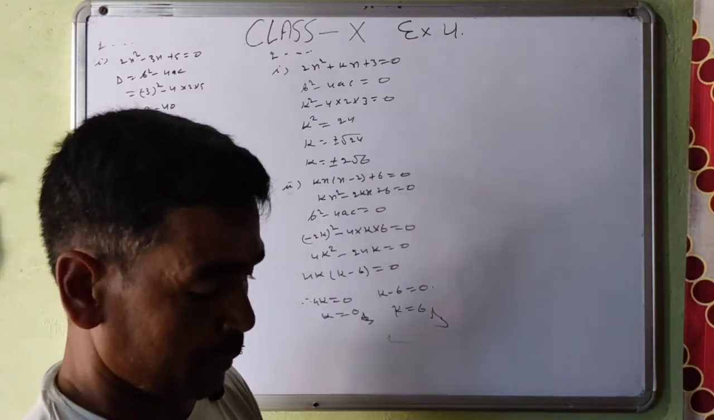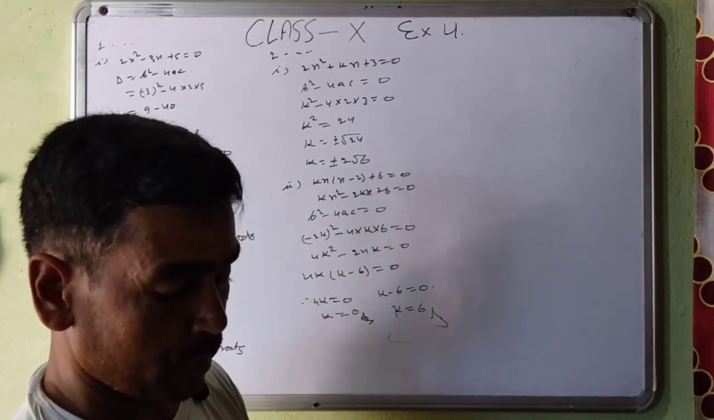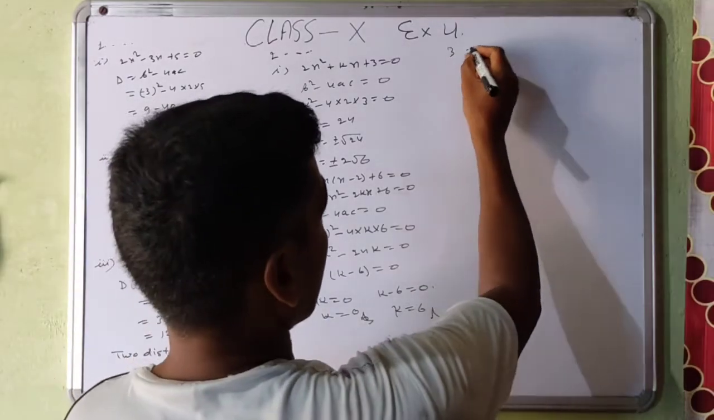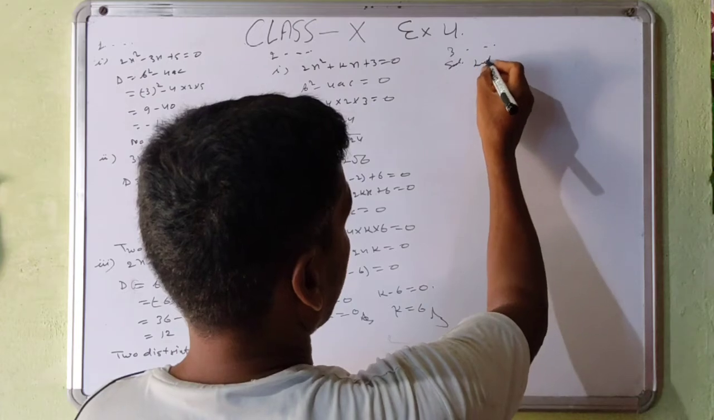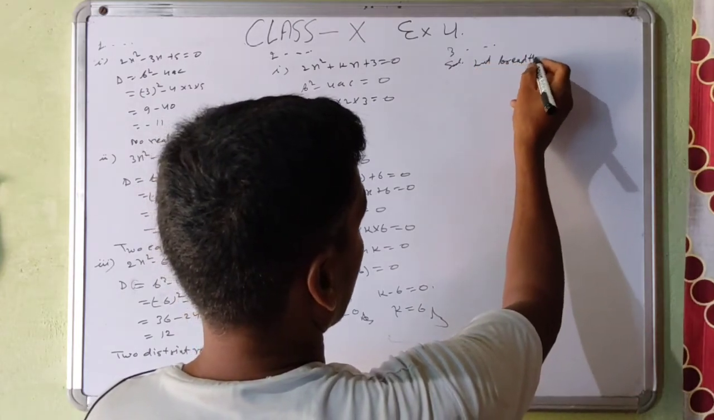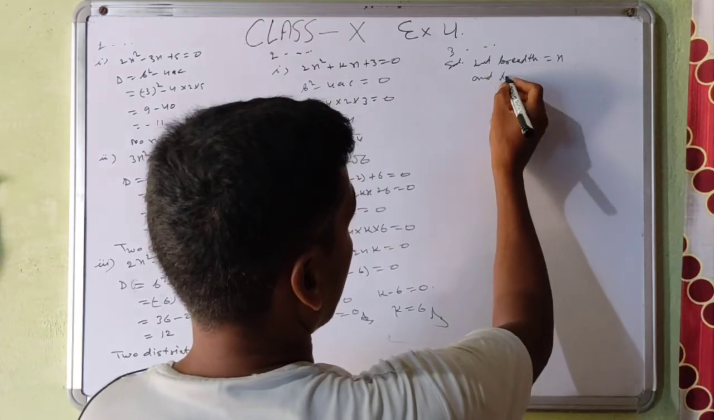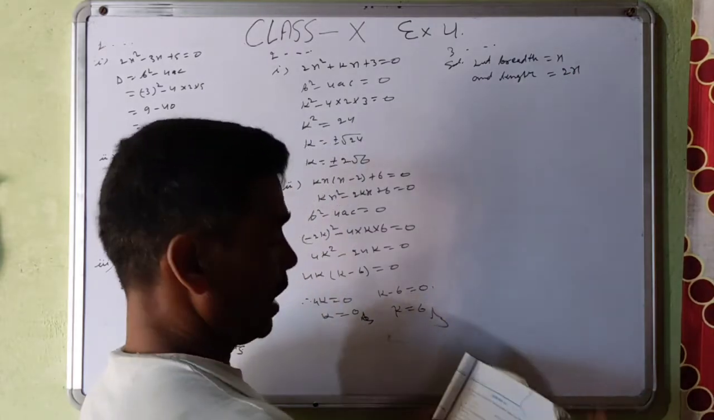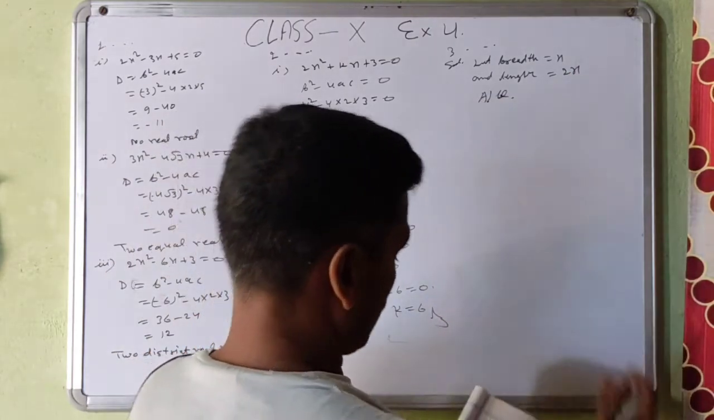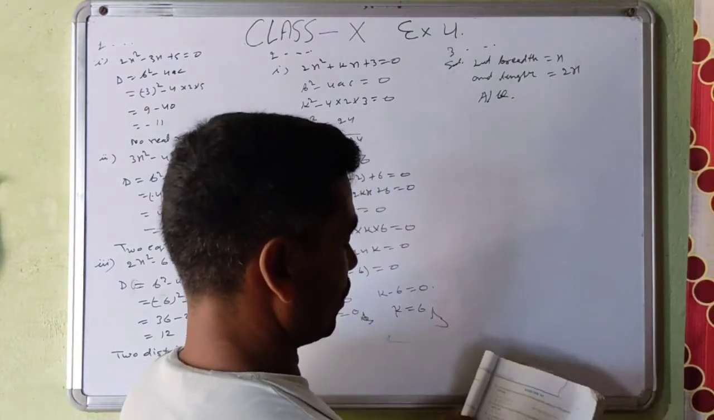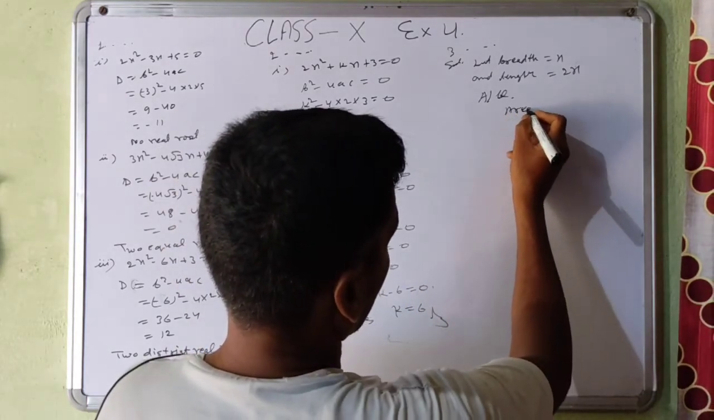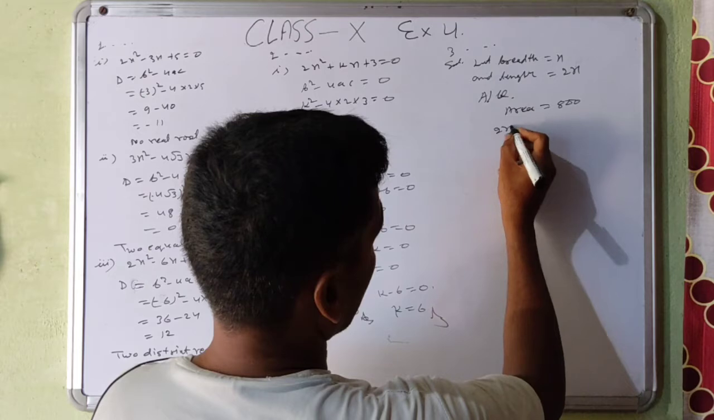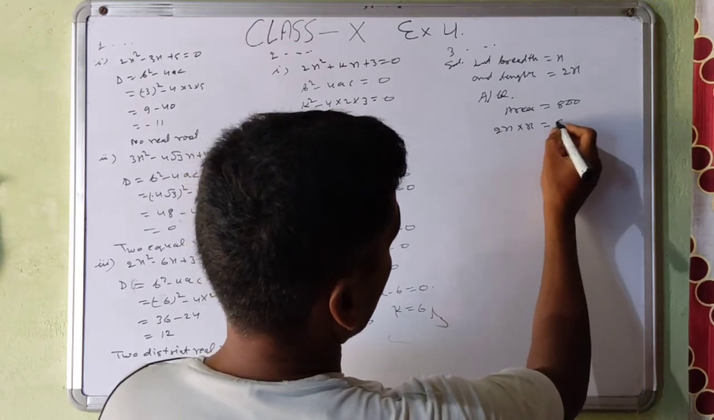Third question: is it possible to design a rectangular mango grove whose length is twice its breadth and the area is this one? Third question, solution. Let breadth be equal to x and length is equal to 2x because it is given twice. According to the question, the area is equal to 800 as given, and we know that area is length multiplied by breadth. So 2x multiplied by x is equal to 800.